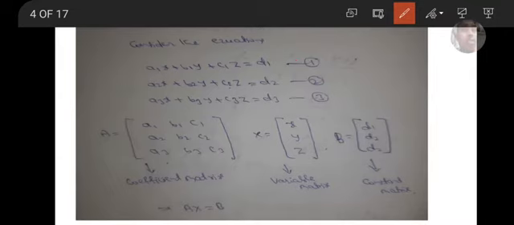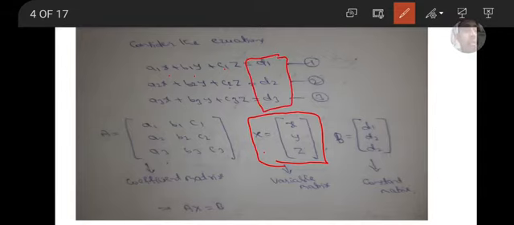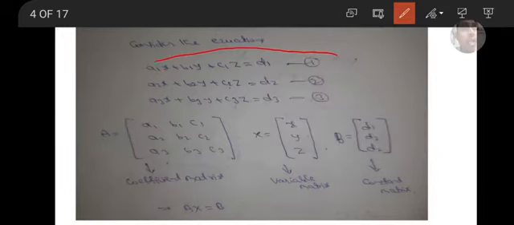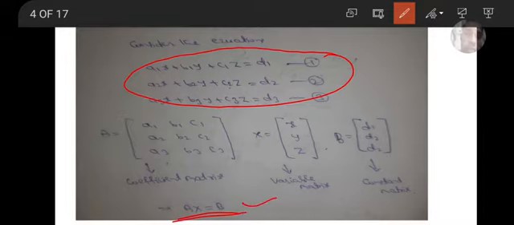and next the variables. What are the variables? x, y, z, that is capital X equal to x, y, z. The 3 by 1 matrix is the variable matrix, and the constants d1, d2, d3, that is a 3 by 1 matrix, are called the constant matrix. A is the coefficient matrix, capital X is the variable matrix, capital B is the constant matrix, and these three equations can be written in matrix form as AX equal to B.